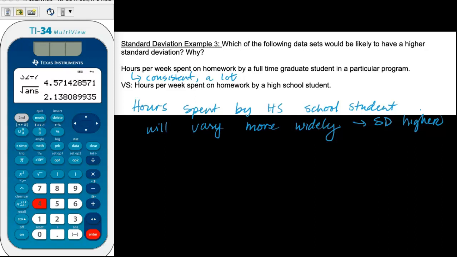So hopefully this gives you a good start to understand how standard deviation can help us understand data, and especially complement other ways to describe data like range and mean and median, mode, and mid-range.